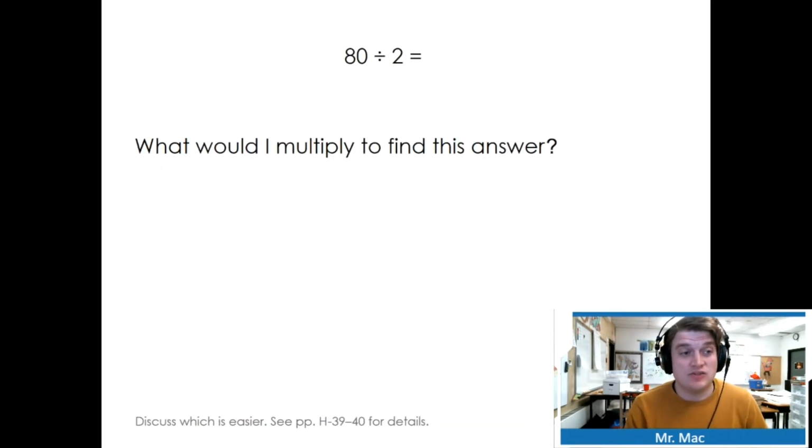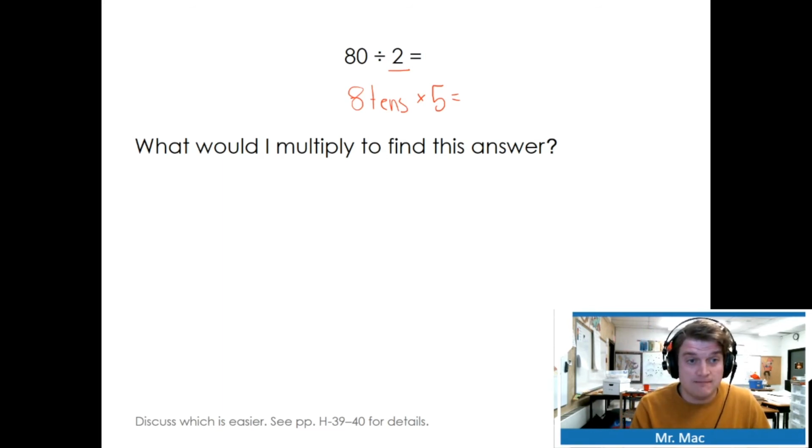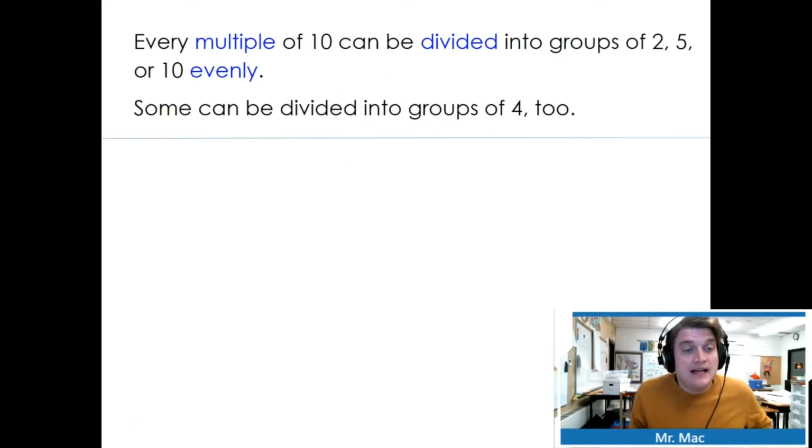80 divided by 2. What would I multiply to find this answer? We know that 80 is 8 tens. And because we're dividing by 2, we can instead multiply by 5, getting a product, 8 times 5, 8, 16, 24, 32, 40, of 40. What would I multiply to find this answer? 8 times 5. Every multiple of 10 can be divided into groups of 2, 5, or 10 evenly.